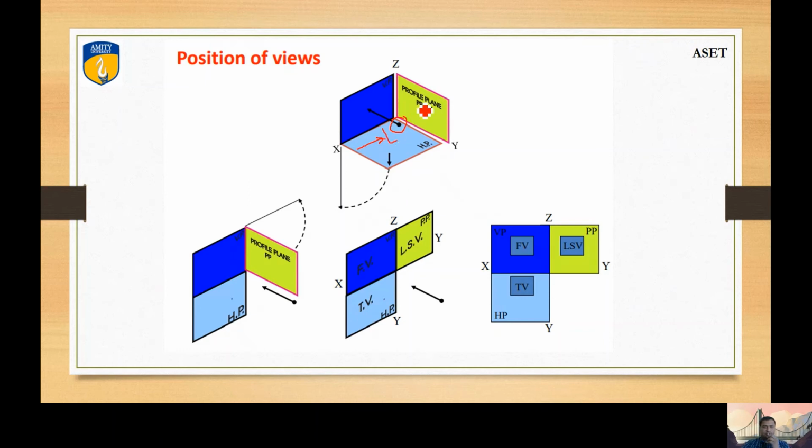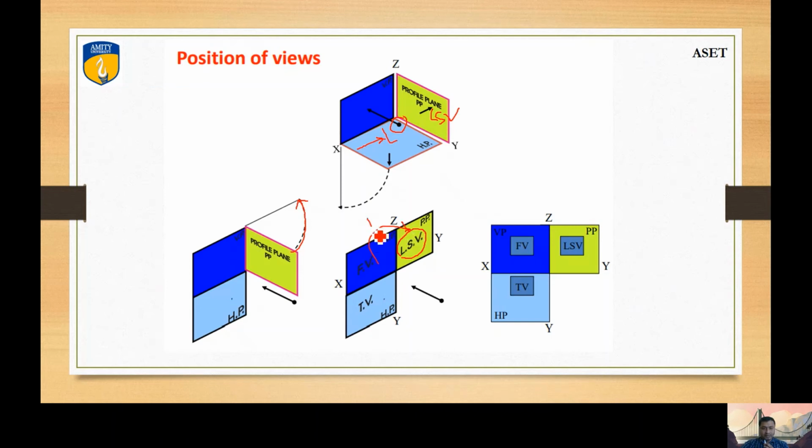So the left side view is appearing on this plane. This is the left side view. LSV means left side view. So when you see this object from the left, the side view is called the left side view. So when you rotate this profile plane like this, just to convert into a single plane, what is going to happen? The left side view is going to be on the right of the front view.